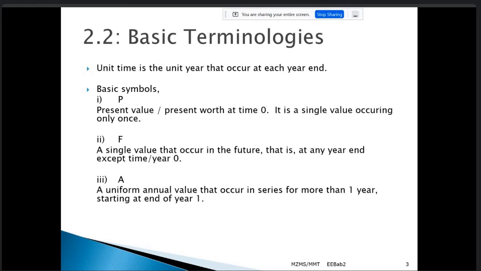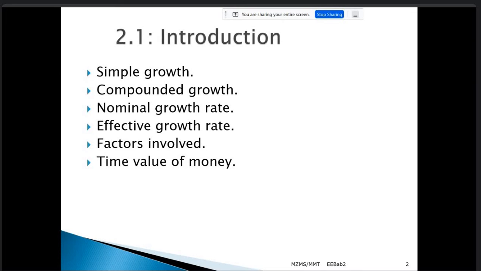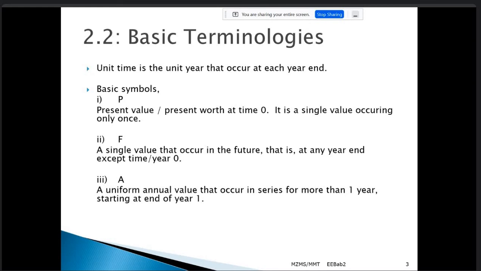Or, you borrow some money and then you invest that money for 20 years. Then you can expect how much F you will get after 20 years. We assume, for example, you invest money in ASB. But ASB is not a single value. ASB is compounded growth, the one we had earlier. So you can calculate how much you will get after 20 years. You invest some money in ASB, and the money that you will get after 20 years, that is F.